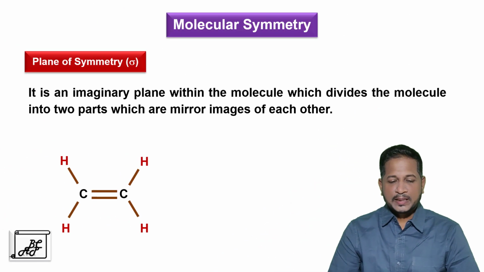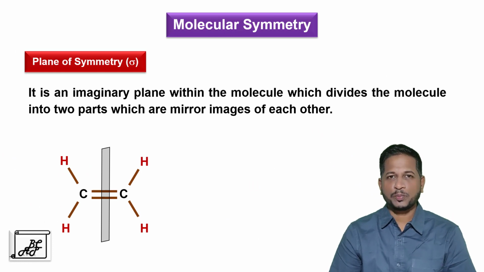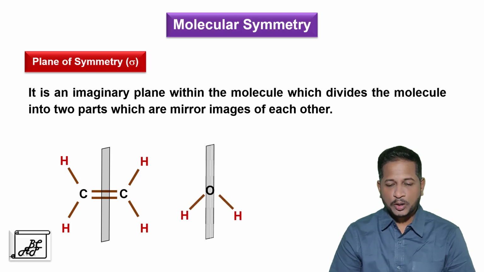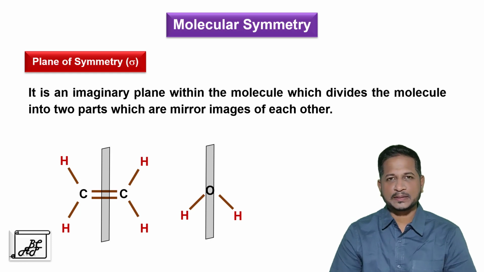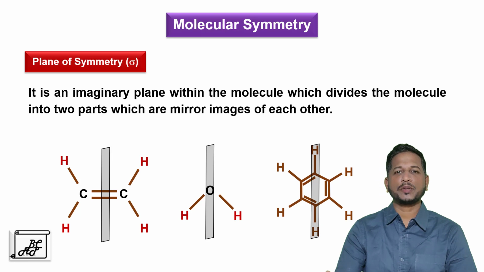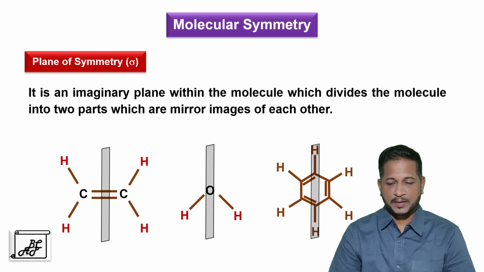On paper also we can see this is an imaginary plane which bisects the molecule into two parts. So these two parts are mirror images of each other. Such a mirror plane we can imagine in various types of molecules, such as the water molecule. So this plane also divides the water molecule into two parts which are mirror images of each other. If I consider the example of benzene, we can imagine a mirror plane which divides the molecule into two parts. So these two parts are mirror images of each other.